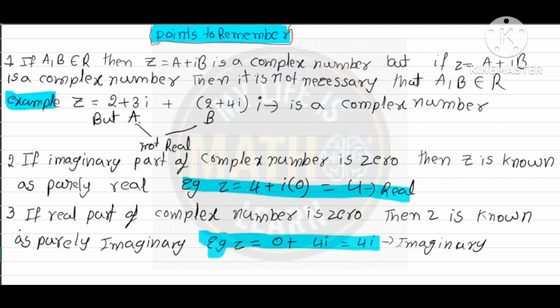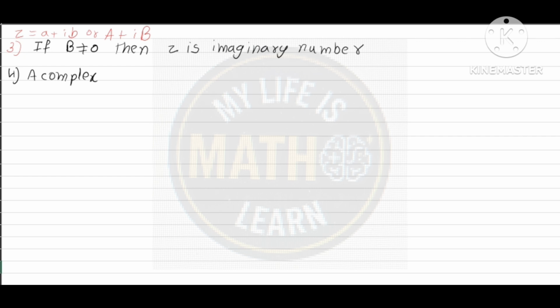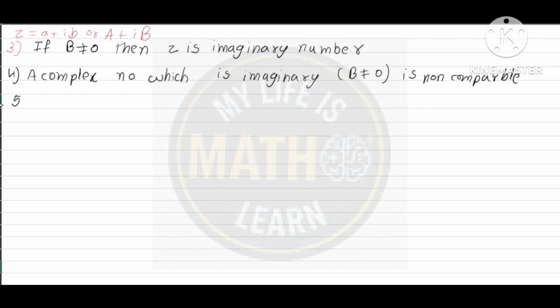Z is equal to a plus ib. If b is not equal to 0, then Z is an imaginary number. A complex number which is imaginary, with b not equal to 0, is non-comparable. It cannot be compared with other numbers.